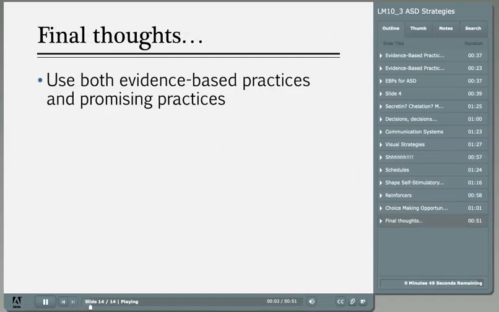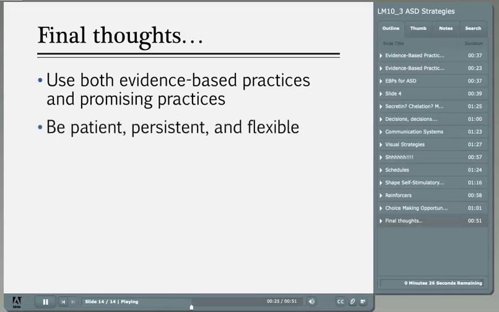Now that we've gone over some strategies that contribute to successful and effective programming for students with autism, here are some final thoughts to take with you. It's important to use both evidence-based practices and promising practices in your classroom. Use what you know about your students, information from research, and data to make decisions regarding what will work for each of your students. Be patient. Change takes time. Don't expect miracles to happen overnight and have a perfect classroom with just a blink of an eye. Always be persistent. Don't give up.